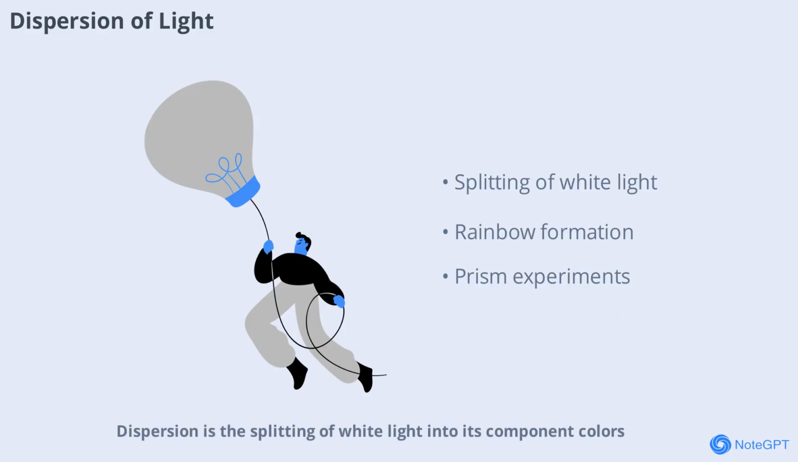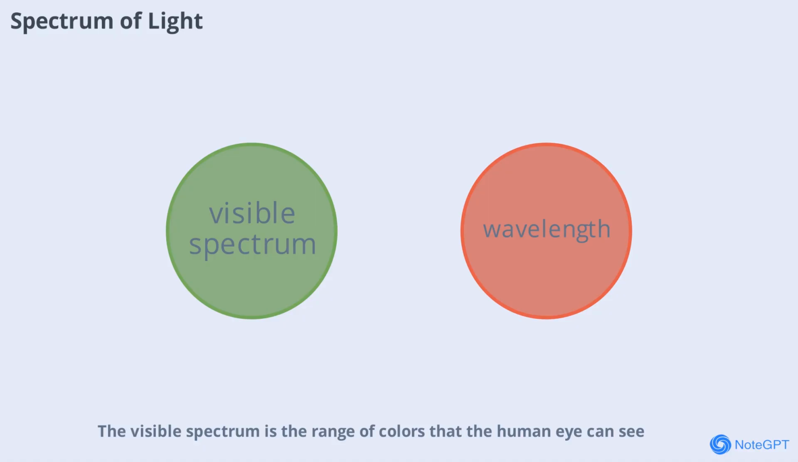Dispersion is the splitting of white light into its component colors, as seen in a rainbow. This occurs because different colors of light bend by different amounts when passing through a prism. Dispersion helps us understand the spectrum of visible light and is the reason we see colorful patterns in nature and experiments.